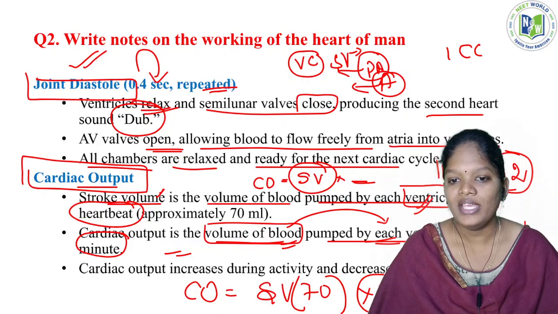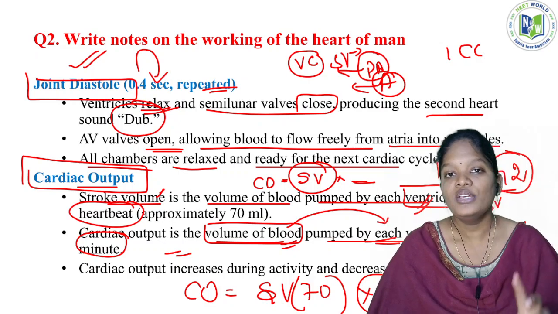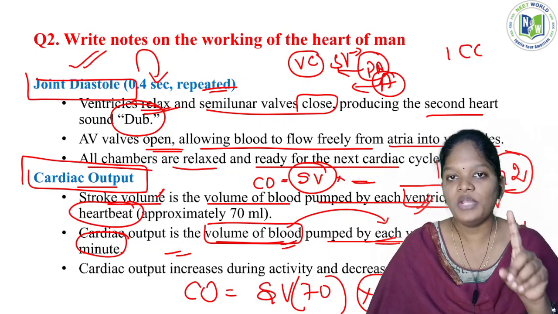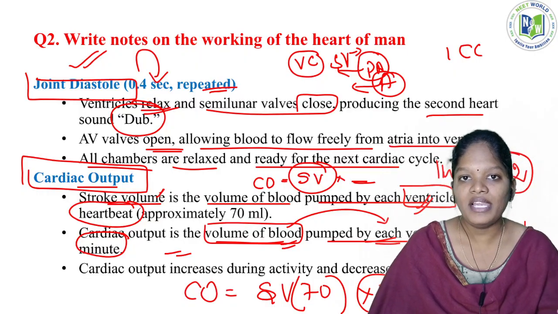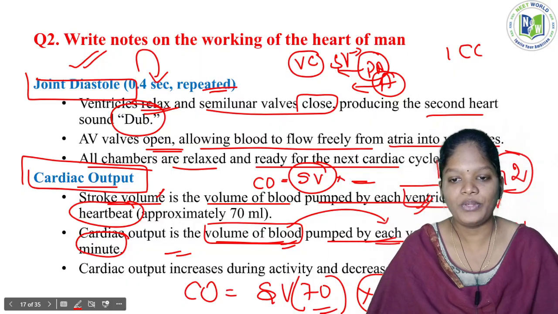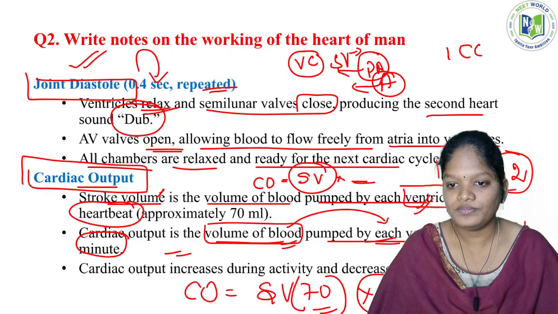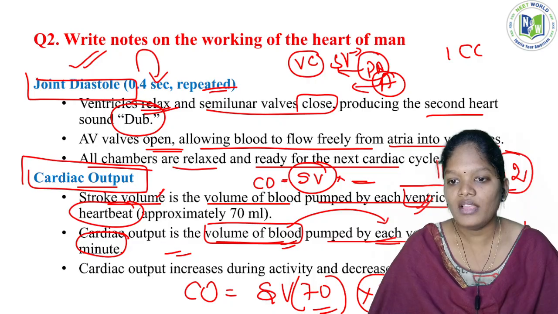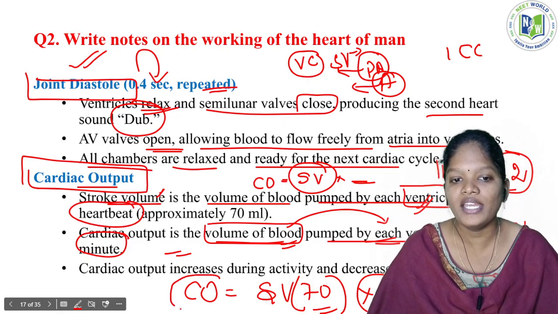Now see here, per minute how many beats? 72 beats. In those 72 beats we take one beat. In one beat, how many ml of blood is pumped by the ventricle? That is the stroke volume, which is 70. Now we multiply all these, so we get 5040 ml of blood. So this is the cardiac output.